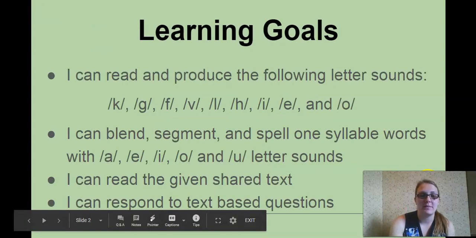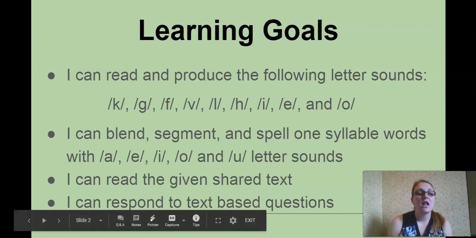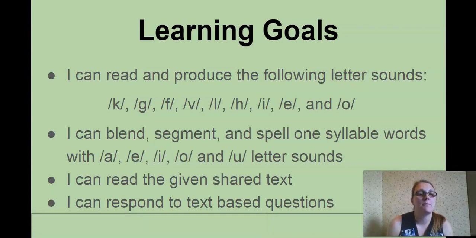Let's get started. Our goals for today: we're going to be able to read and make the following letter sounds: k, g, f, v, l, h, i, and a. Some of them are review from last time. We're going to be able to blend, segment, and spell one-syllable words with the vowel sounds a, i, and a. We're going to be able to read a shared text like we've been doing, and then answer questions based on that text.